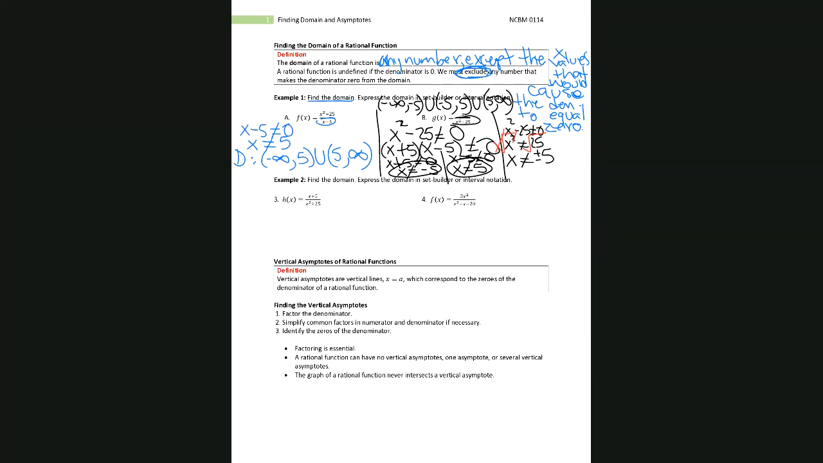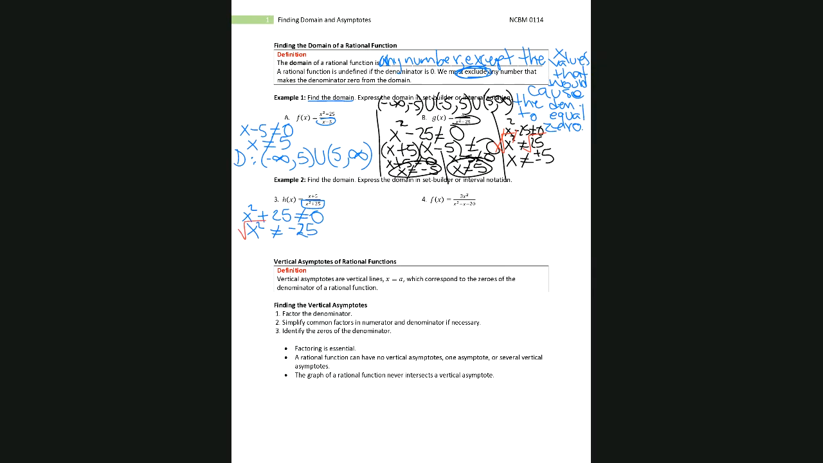Now on the next example, we're still going to find the domain, so we're going to use the same method. We take the denominator, and with that, we say that cannot equal 0. So if I take that positive 25 across, it will become a negative 25, or subtract 25 from both sides. Now, to undo the square, we need to take the square root.